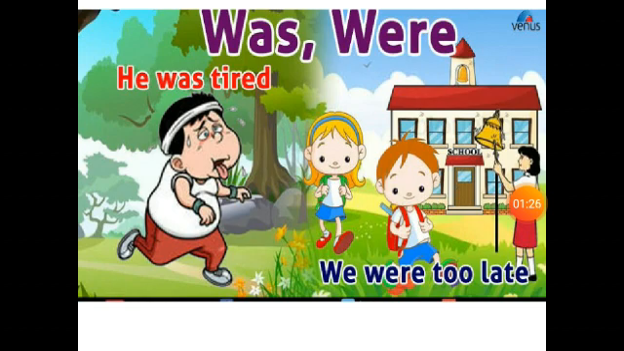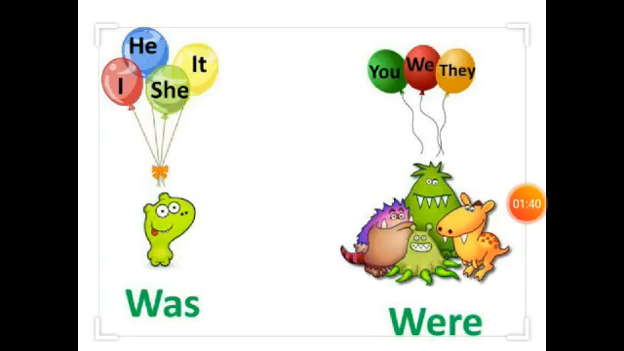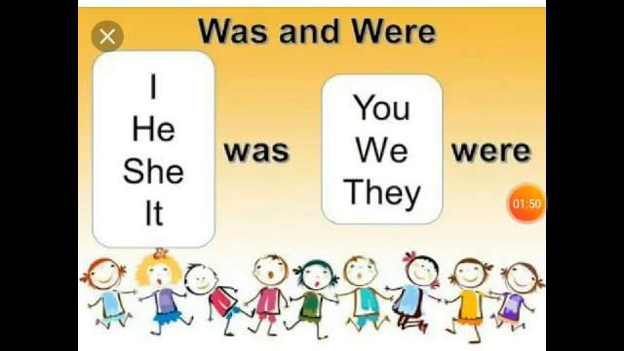We were too late. We denotes plural pronoun. That's why we have used here were. But students, you have to keep this in your mind that was, were, we always use them in past tense. I, he, she, it are used with was, and you, we, and they are used with were.